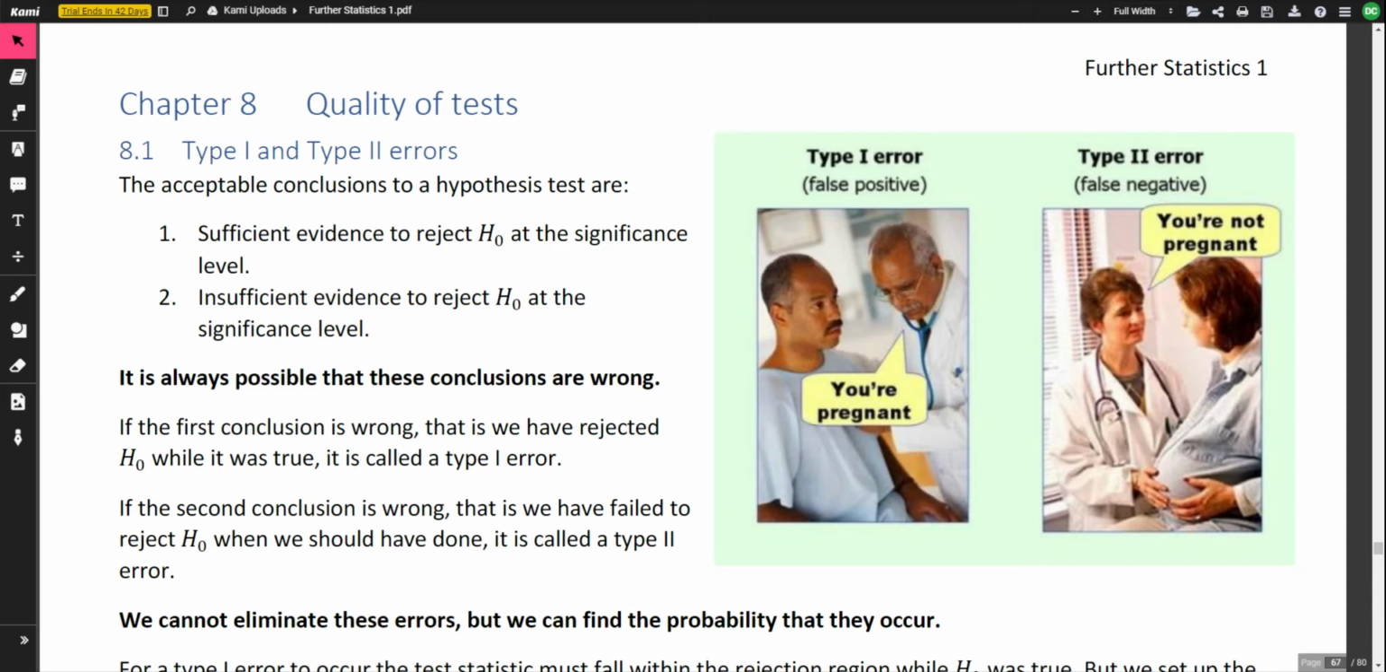Introduction to the Quality of Tests chapter. So in this chapter there are two types of errors that you need to know the definition of. Those are type 1 and type 2 errors.